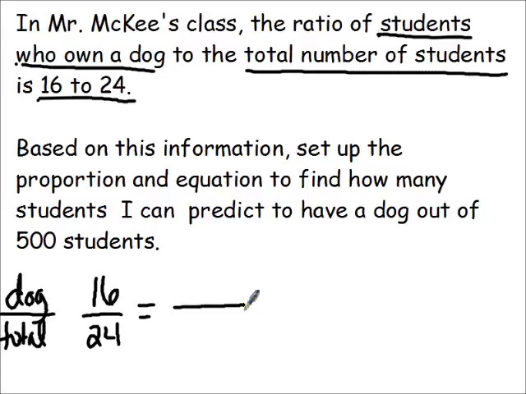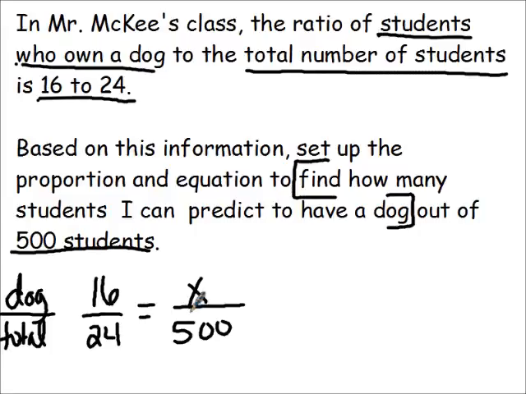One of these is given to us and one we're looking for. We're trying to find how many students I can predict to have a dog. So this is the unknown. And then it says out of 500 students. So 500 would be my total students. And then I don't know how many have a dog. I'm trying to find out. And when there's a value that we don't know, we can place a variable in its place. And so here we will call that x.